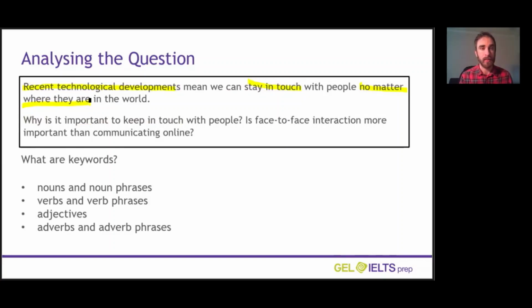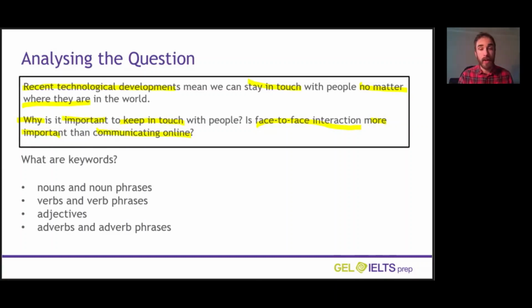Now the 2 questions. Well, the key word in the first one is why. You need to give a reason. Why is it important to keep in touch? And in the second question, it's asking whether face-to-face interaction is more or less important than communicating online?